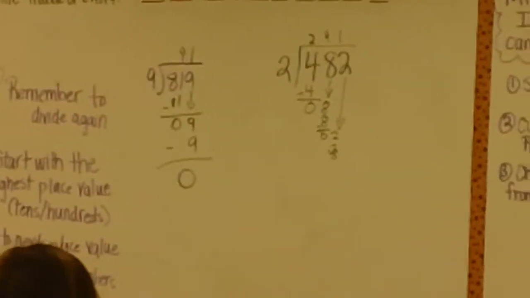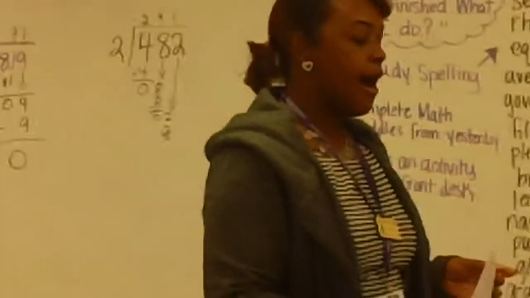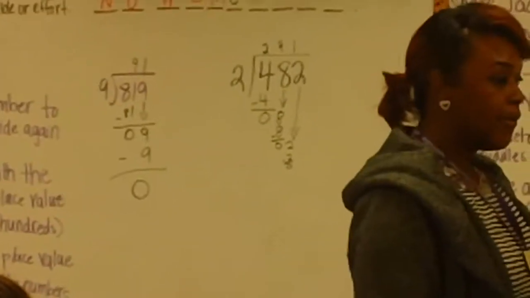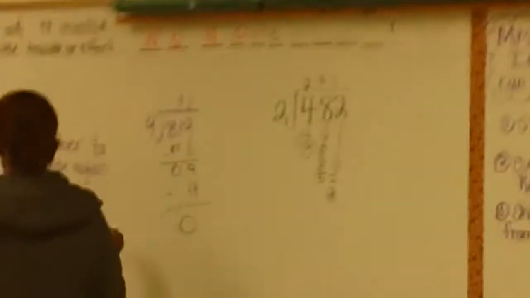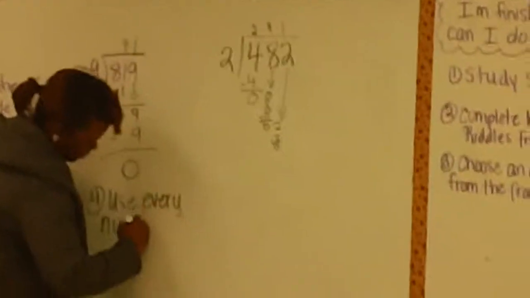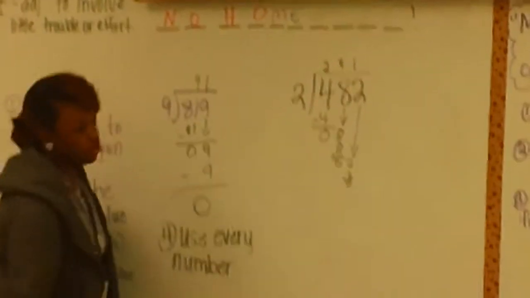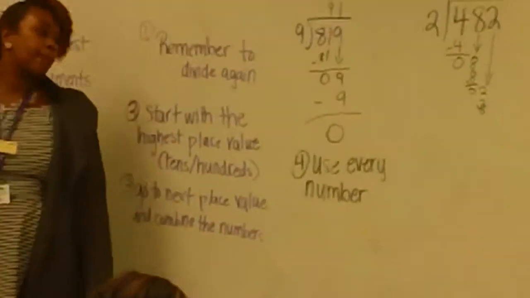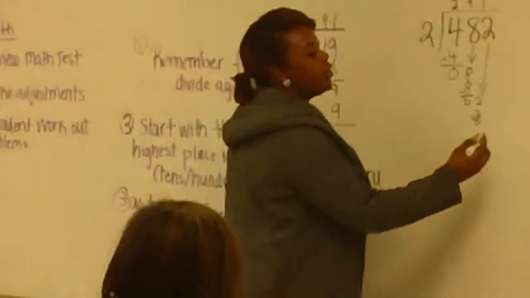Yes, Savannah. Why did he bring the 2 down? Because, okay, next point, number 4, I need you to write: use every number. Use every number. That's number 4. So I'm going to redo Braden's right here.